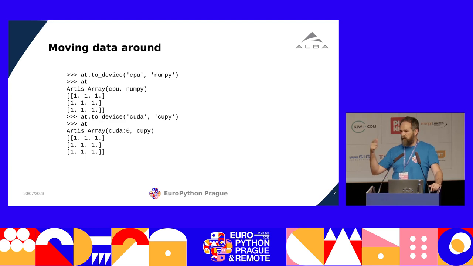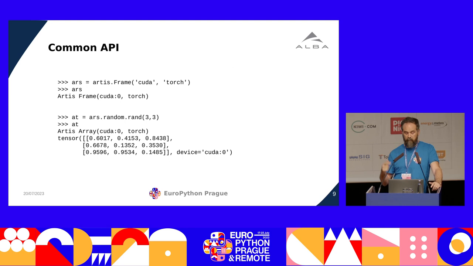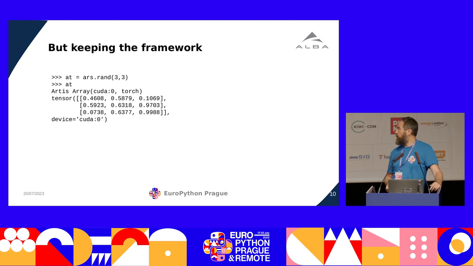He is very explicit, but it also has default frameworks for doing it easily. Then we can call the function seamlessly. So for example, here we can call once either in CUDA or in PyTorch, but we also keep with the idea of having a common API. So in Torch, you can call a function as you would do in NumPy. But we also keep the original framework in case you are more comfortable, but you have to be aware in that case of which framework you are in.